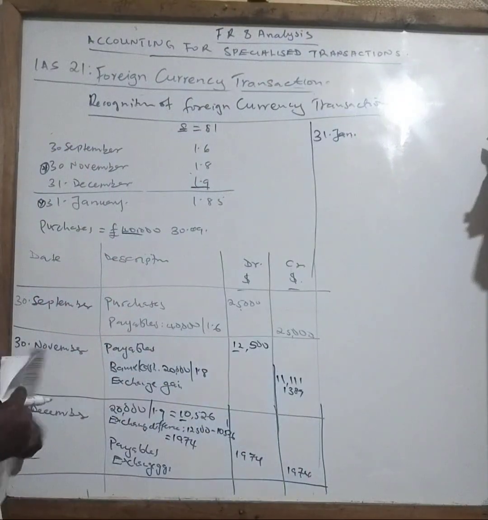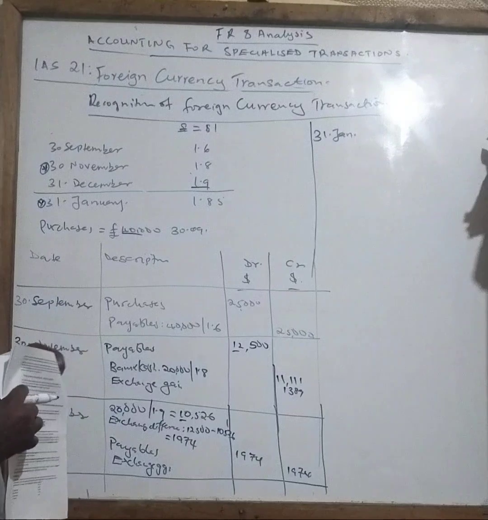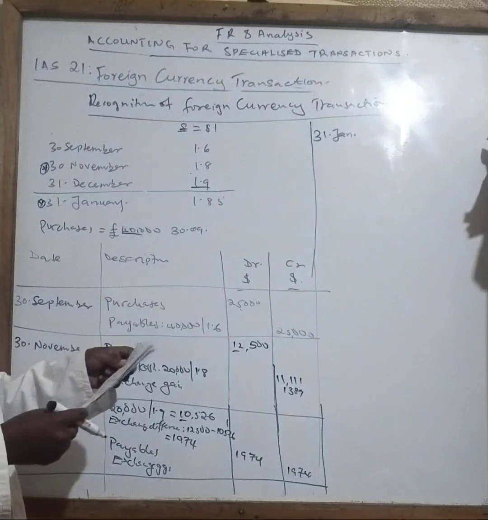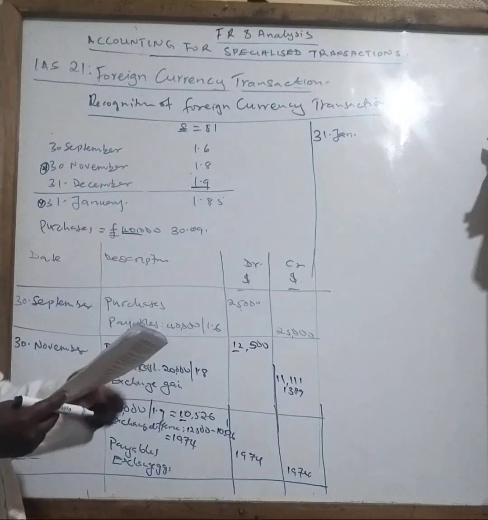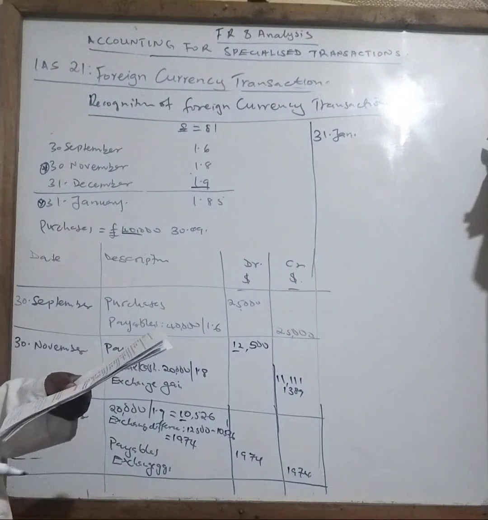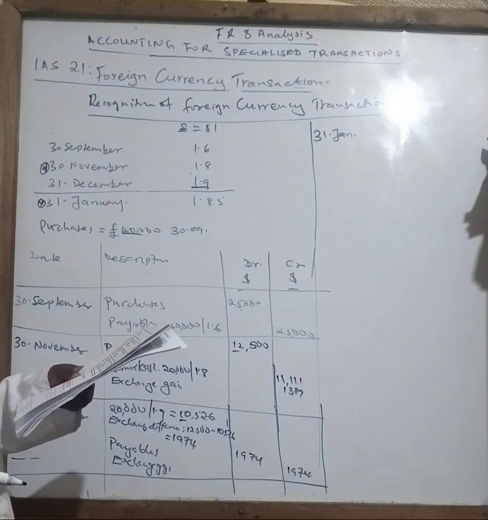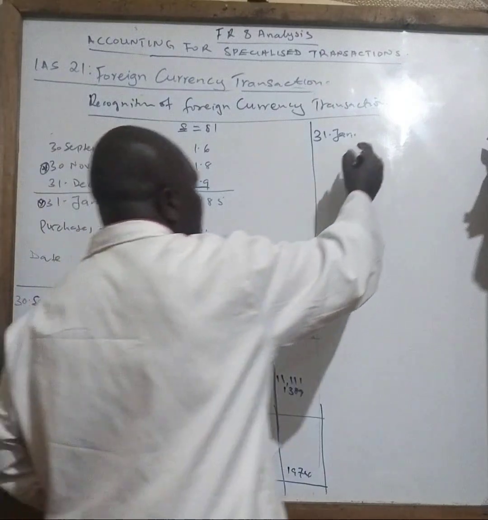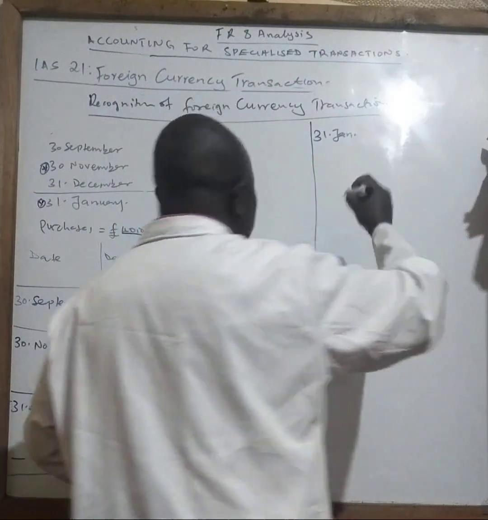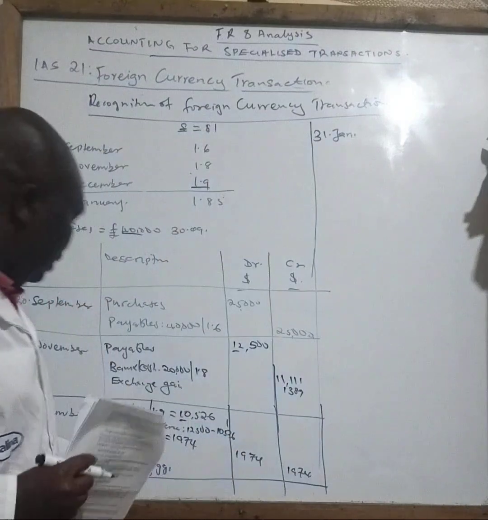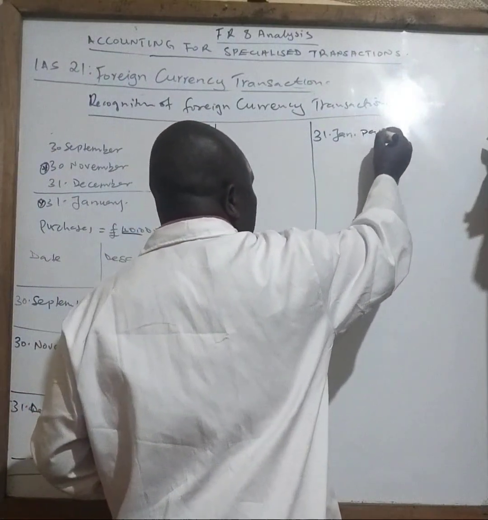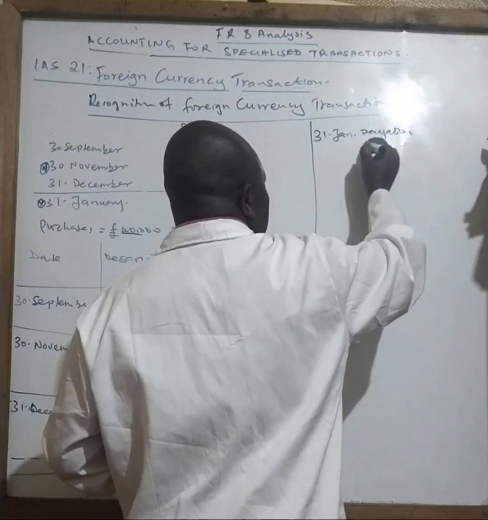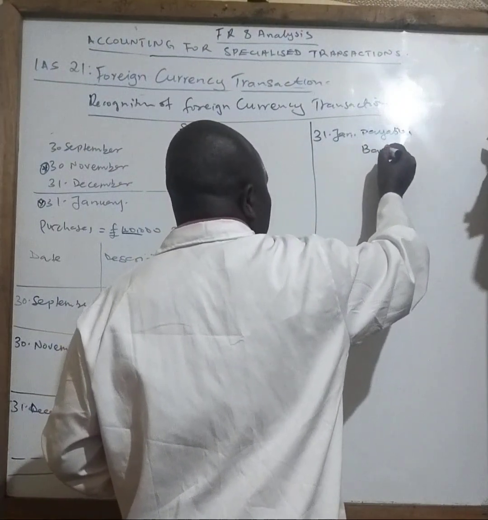Now, on 31st of January, we are supposed now to pay how much? To pay how much? 20,000. By use of what rate? 1.9. So we have to pay that amount by use of 1.9. So I will now say payment. What are you debiting? I debit my payables. Then I credit my bank.